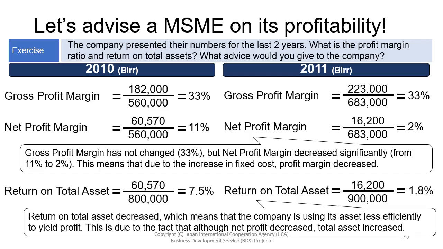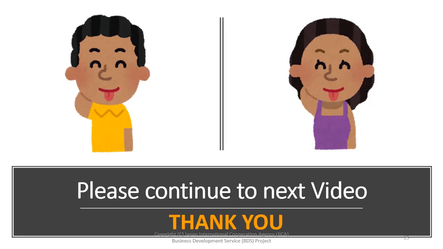ROA is also decreasing in 2011. This means that the MSME's assets are not being used wisely. Now that you learned about profitability, please go to the next video.